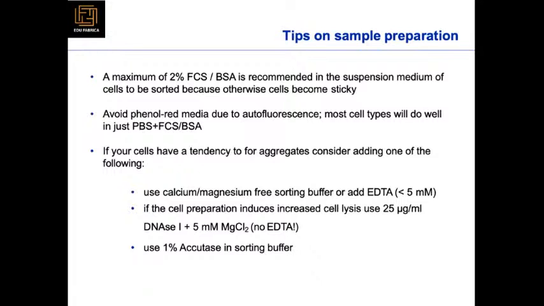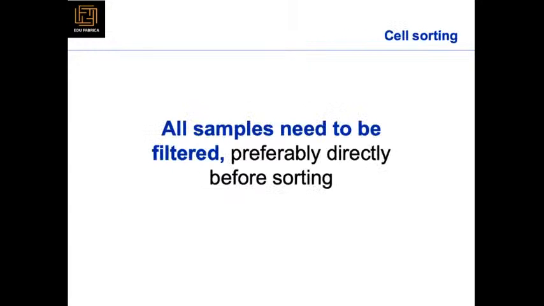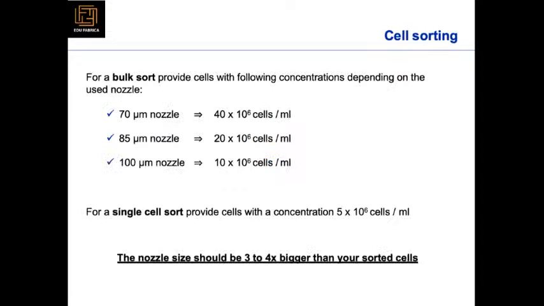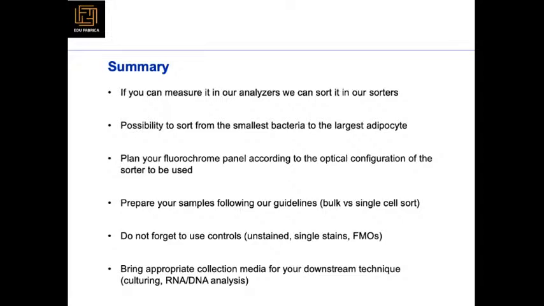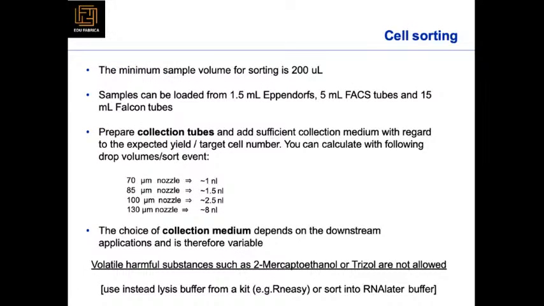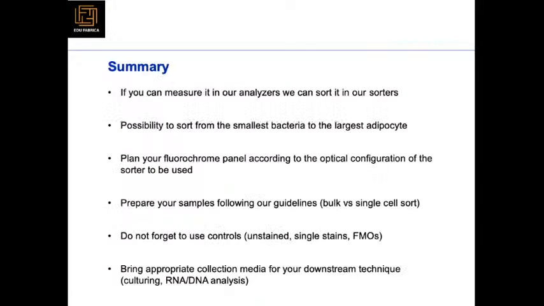So these are the various measures you can take while preparing your samples. All samples need to be filtered before sorting, preferably through a 70 micrometer, 85, or 100 micrometer filter depending on your cell size, at 40, 20, and 10 into 10⁶ cells per ml. Avoid using mercaptoethanol in these techniques, so that you do not have any contamination in your samples.